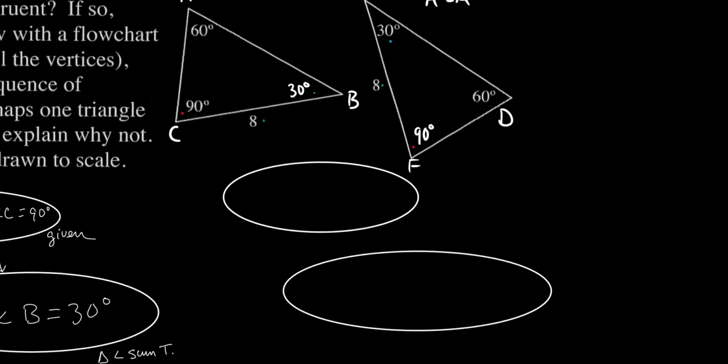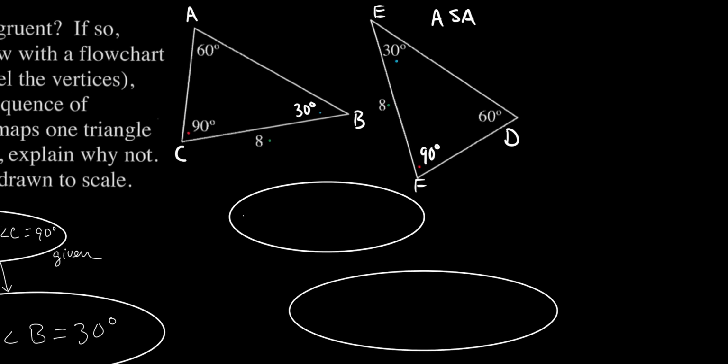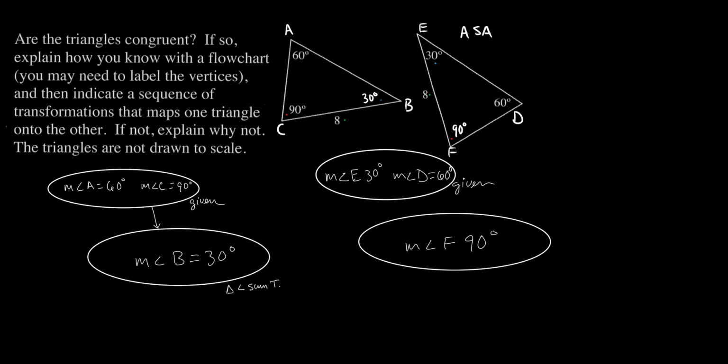Same thing for the other triangle. I've got the measure of angle E is 30 degrees, and the measure of angle D is 60 degrees. That was given. And because of that, I know the measurement of angle F has to be 90 degrees. Okay, so now I can talk about those other angles. And this is, again, the triangle angle sum theorem.